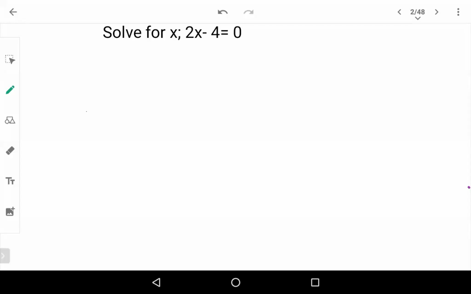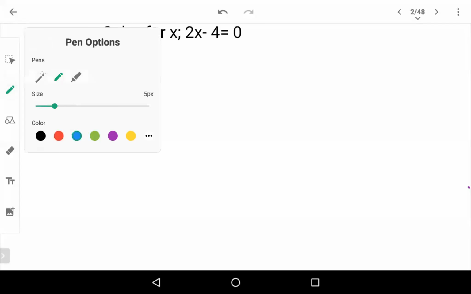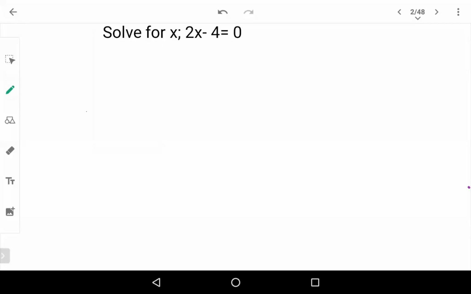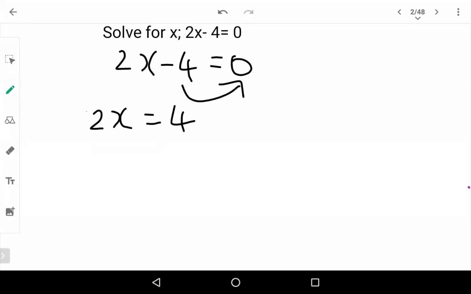Now here, solve for x. 2x minus 4 is equal to 0 is given. Okay, so 2x minus 4 is equal to 0. This is the simplest form of the equation that is given to us. Now let us take 4 to the other side. So you get 2x is equal to 4.